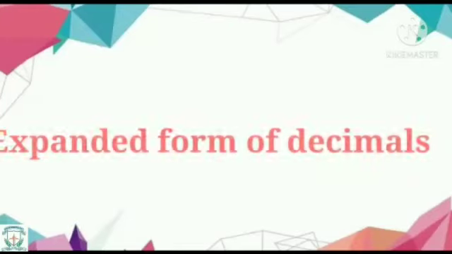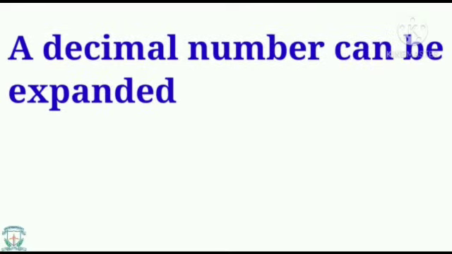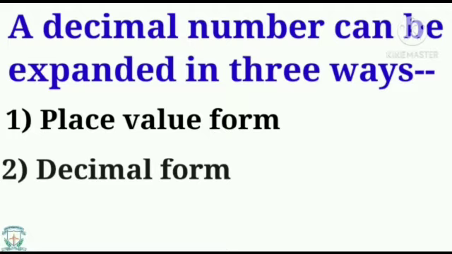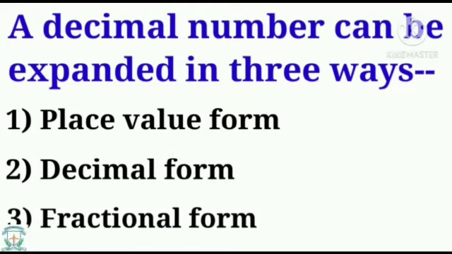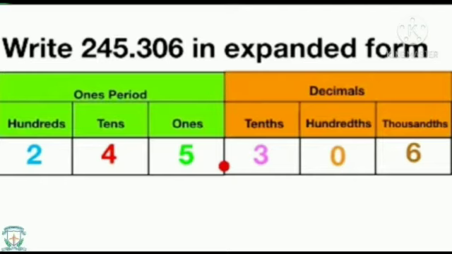Now, move on to the next topic, that is expanded form of decimals. A decimal number can be expanded in 3 ways: place value form, decimal form, and fractional form. Let us consider some examples. Place value form. Write 245.306 in expanded form.